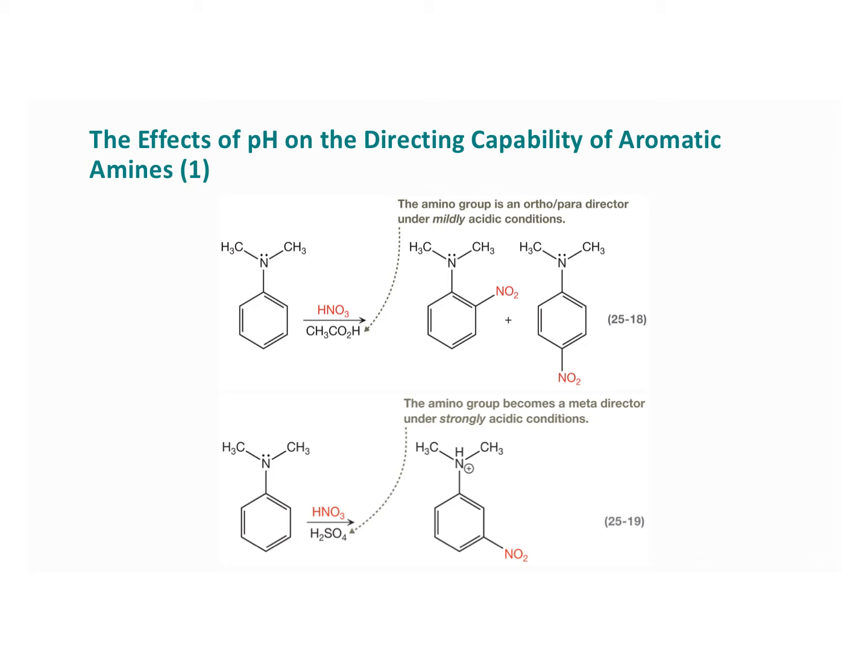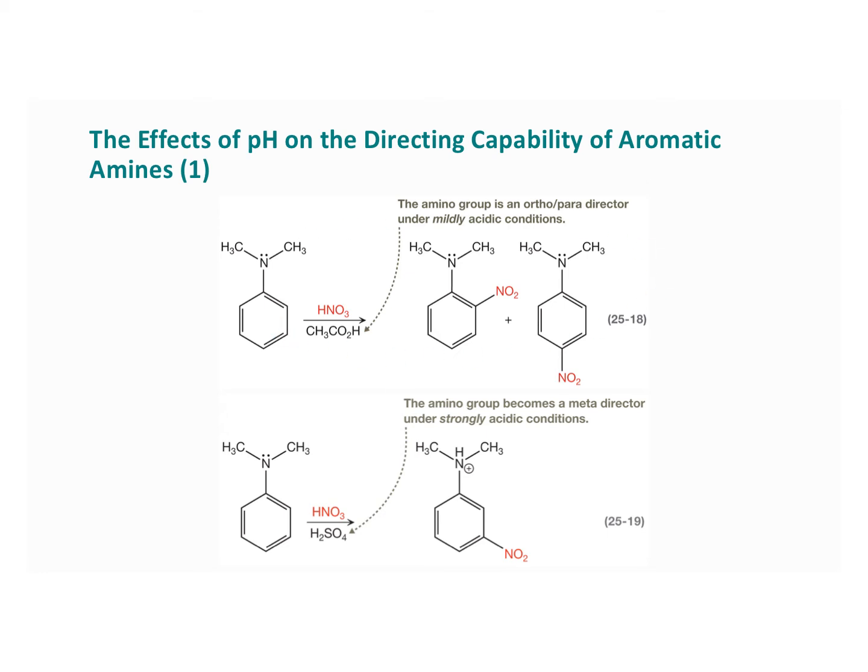Now, pH can also dramatically affect the nitration of N,N-dimethylaniline, which is shown here. If that's treated with nitric acid and acetic acid, then the ortho and para products are mostly formed. And this is pretty much as expected since the lone pair on the substituent's nitrogen atom makes it an ortho-para director and an activator. Okay, so this is pretty much what we would think would happen.